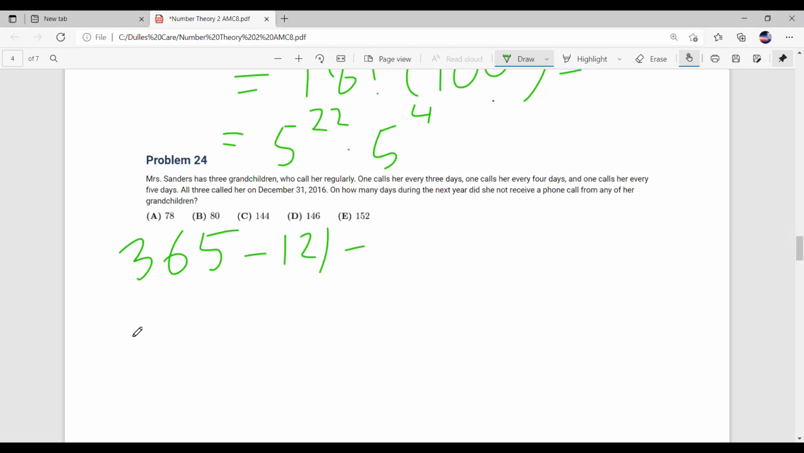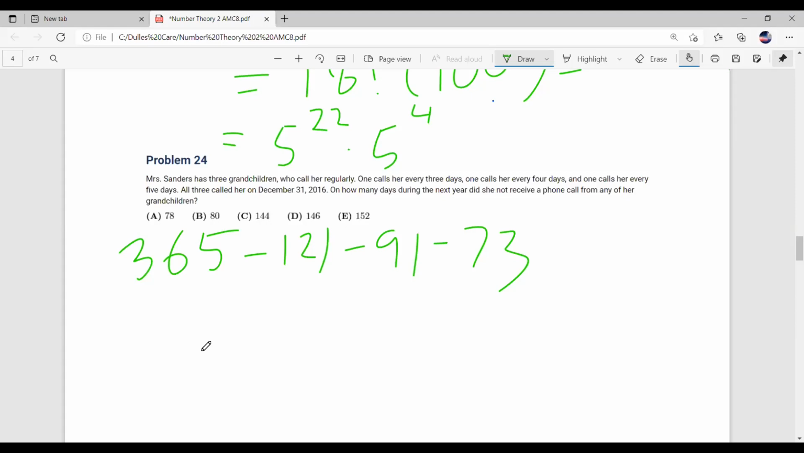So what's 365 divided by 4? That would be roughly equal to 91. And then we subtract 365 divided by 5, that's equal to 73. The reason why we do this is we're subtracting the number of days in which Mrs. Sanders does indeed get a phone call from her grandchildren. So you might be like, yay, 365 minus 121 minus 91 minus 73, that's equal to 78. However, alpha 360 is right, good job.